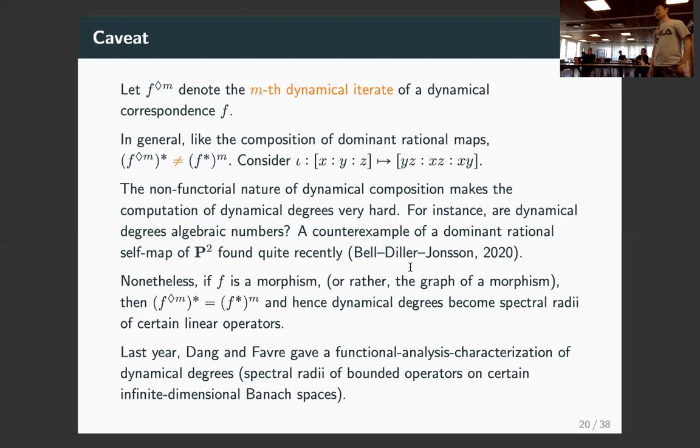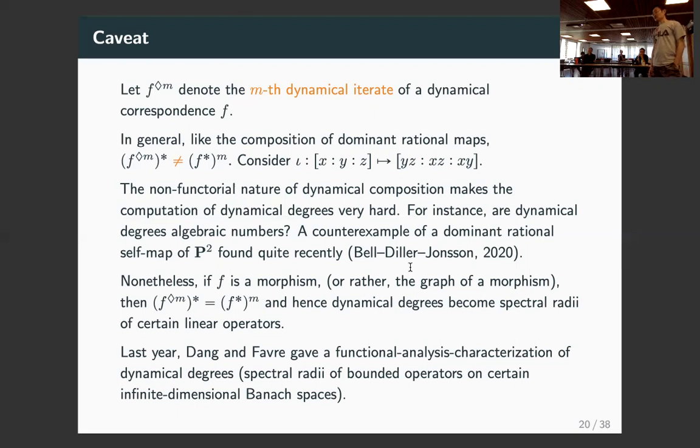However, nonetheless, if F is a morphism, sometimes we consider the morphism case, for example the Frobenius morphism, or rather the graph of a morphism, then we have this equation. So the pullback and the iterate are compatible. So in this case, the dynamical degrees are nothing but the spectral radii of certain linear operators, by the spectral radius formula. So in this case, the situation is much better.